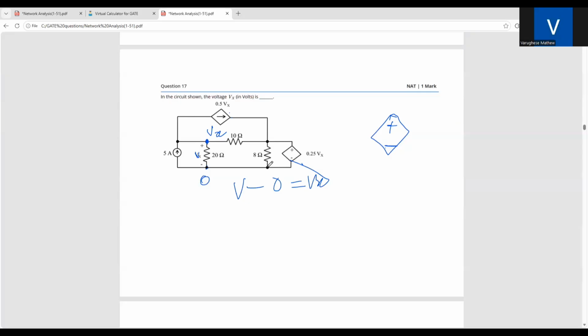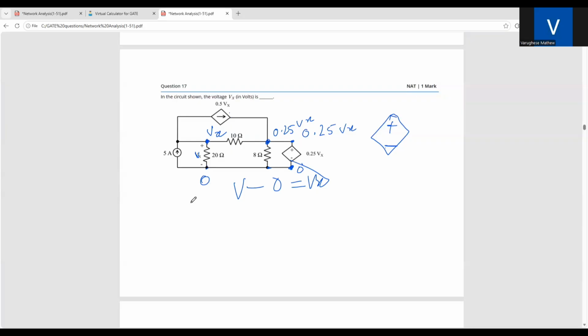And you see here, this is 0. That means what is this? Zero. And what is this? 0.25 Vx. And what is this? Same, 0.25 Vx. That's all. With this Vx and this 0.25 Vx, we can find out the node analysis.